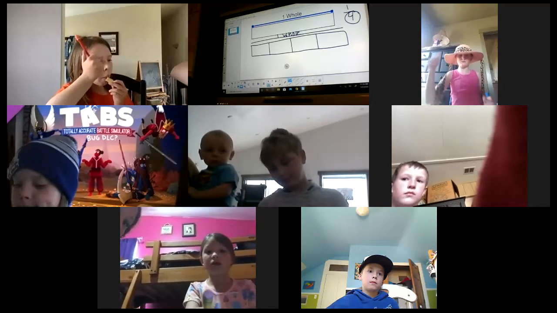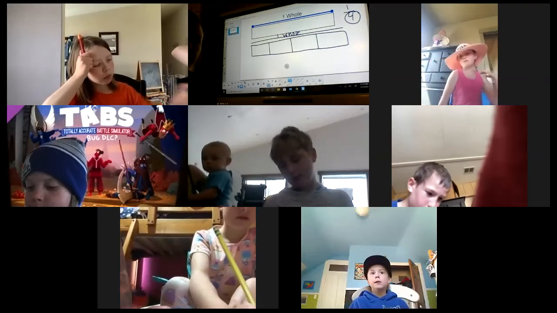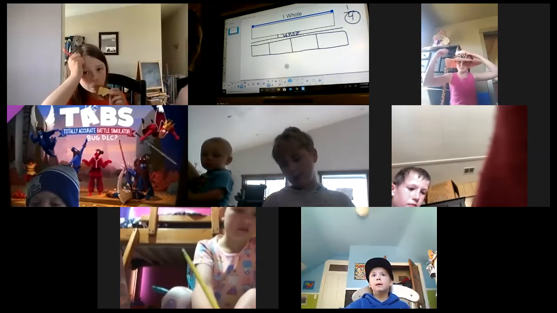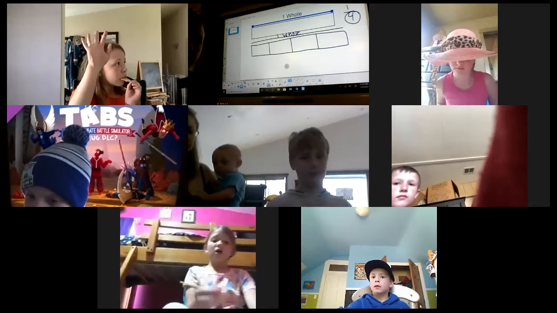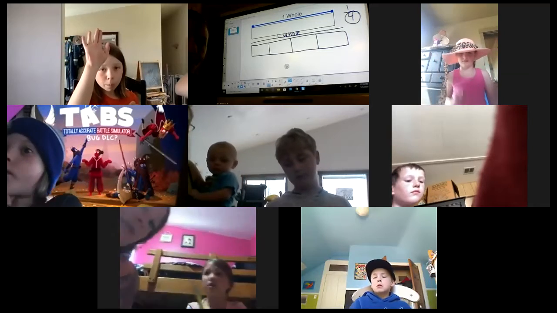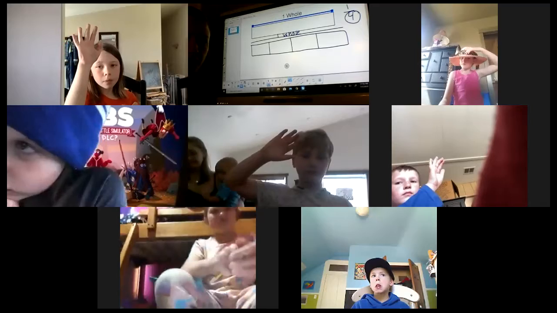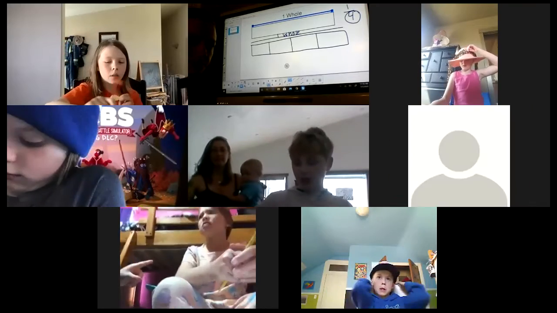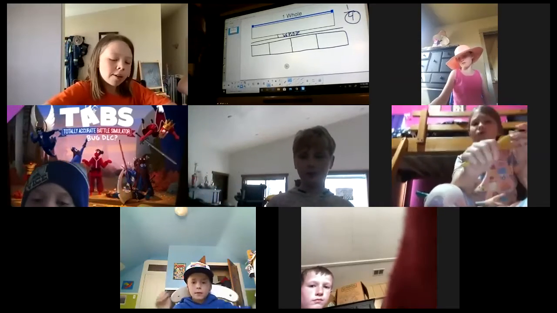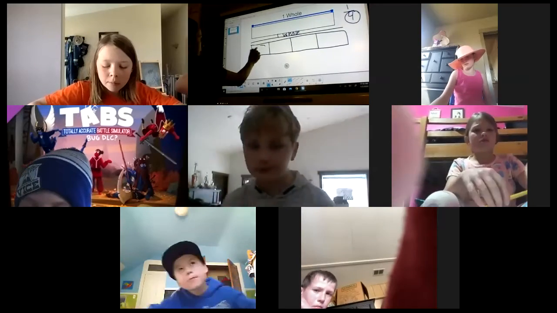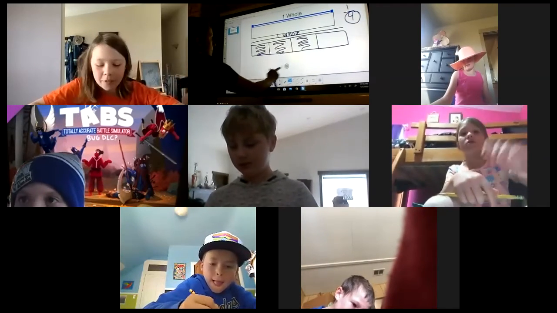So how can I use this fraction bar to represent 3/4? What can I do to show 3/4 on this fraction bar? Ronan, go ahead. We shade 3. Very good, right? We would shade in 3 parts. So everybody go ahead and shade 1, 2, 3.